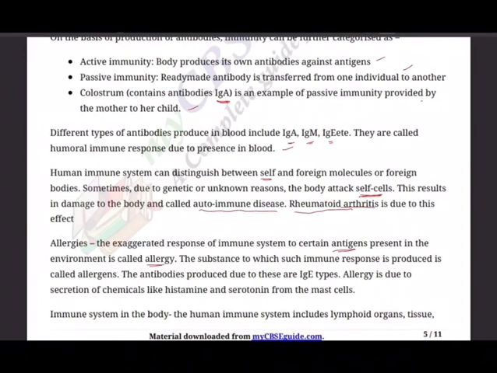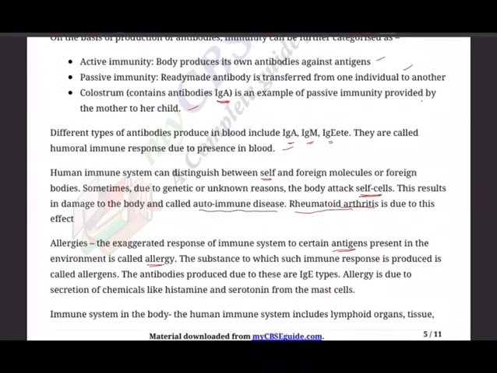And then of course allergies, the exaggerated response of immune system to certain antigens present in the environment is called allergy. Like all of us must have experienced one time or the other in our lifetime that we are allergic not only to some people, to certain substances also. Like somebody is allergic to brinjal, somebody is allergic to the seeds, for example parthenium seeds. Somebody is allergic even to face powders, somebody is allergic to lipsticks, somebody is even allergic to gold.